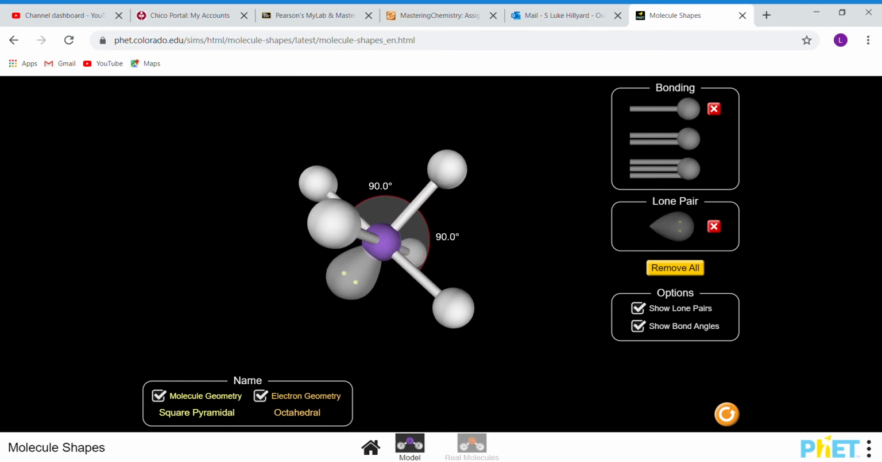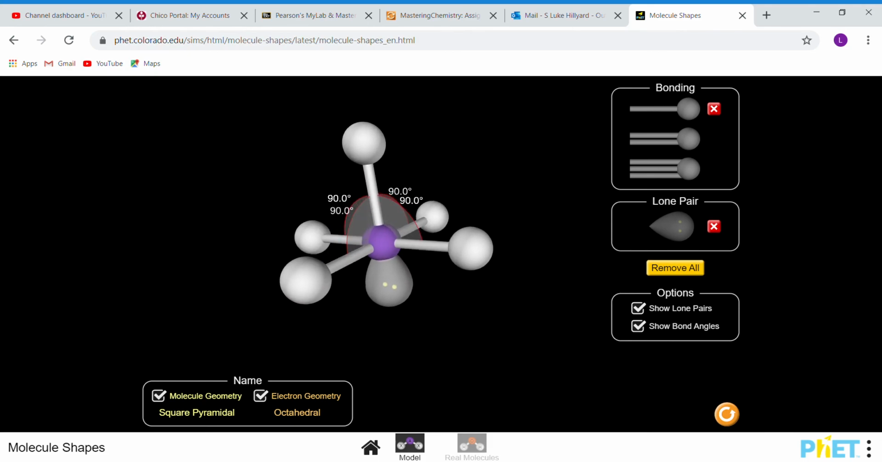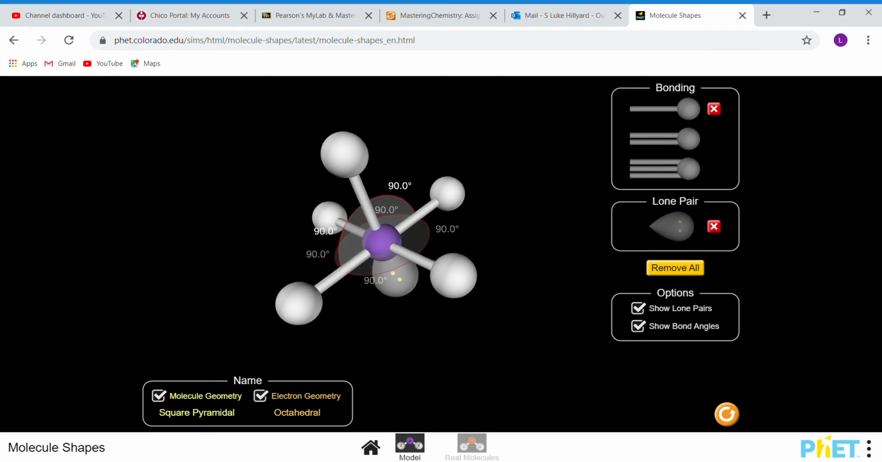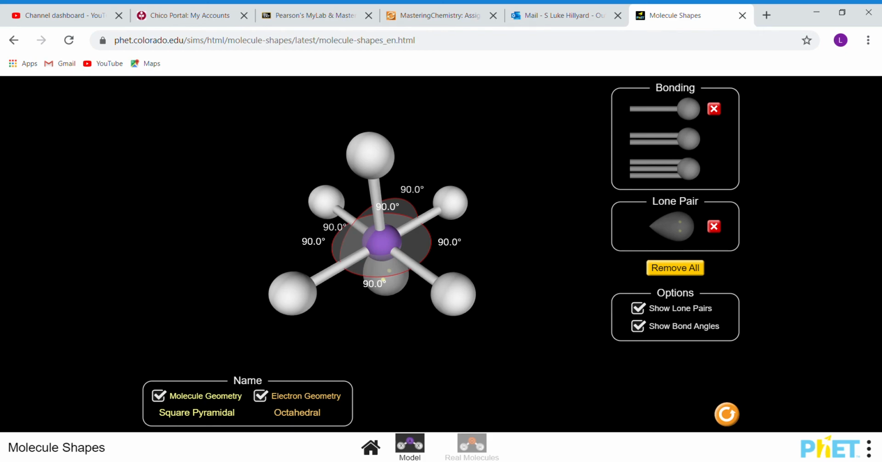Okay, this thing is really funny to try to get it to rotate the way you want it. Anyway, there we go. There's this square pyramidal. Okay, a little square on the bottom with this guy up on top, the one that's wiggling, is the tip of the pyramid. And again, molecular geometry and electron geometry are different because we have a lone pair.